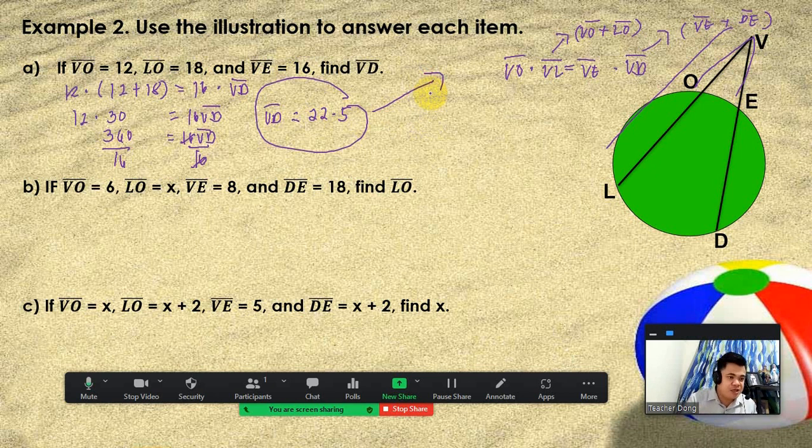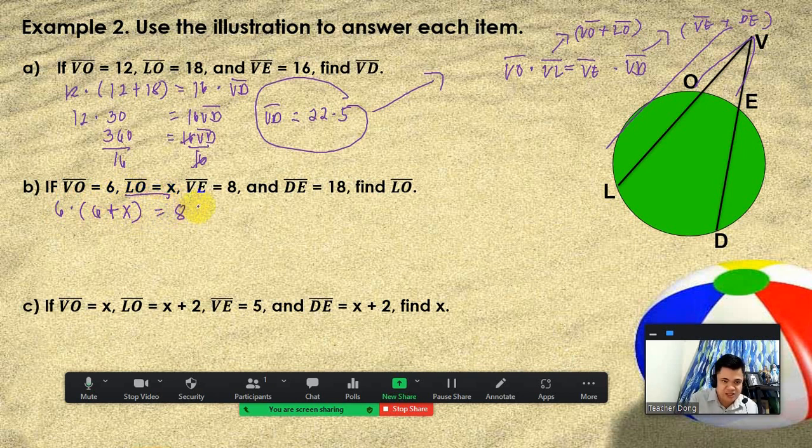Now let's have letter B. If segment VO is equal to 6, segment LO is equal to x, segment VE is equal to 8, and DE is equal to 18, find LO. So we're looking for the portion which is LO. So in this case, let us substitute the values. 6 is VO times 6 plus x, because 6 is the length of VO and then LO is x. So if we're going to combine them, it's the measurement of segment VL. So segment LO also is x, which is the one that we are solving.